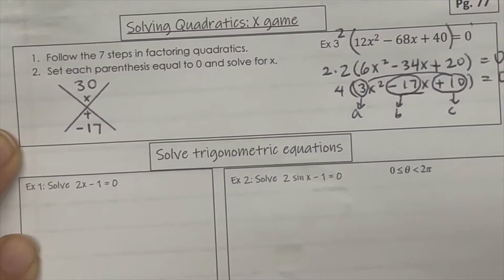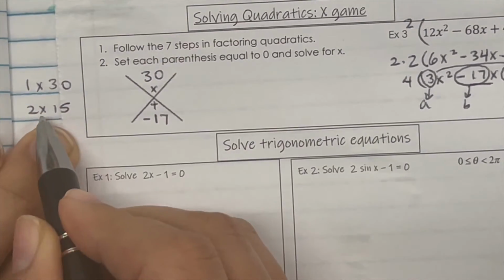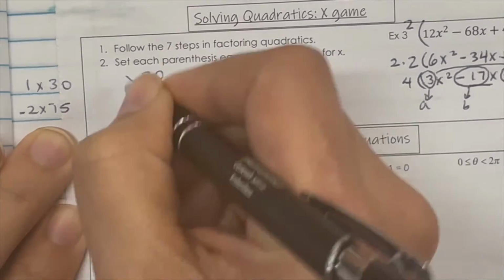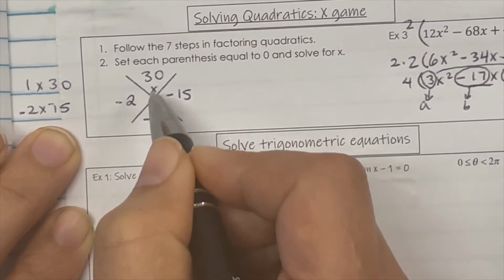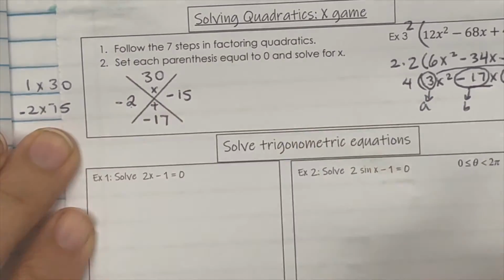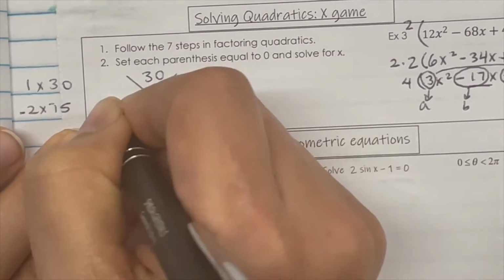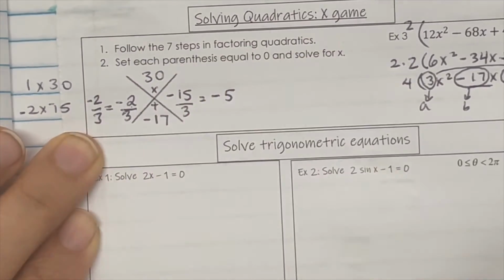So now we are finding the factors of 30. Let's list them out. We have 1 times 30, 2 times 15, and it looks like that might work. Let me play with the signs. If I want negative 17, let me make them both negative. Let me check it. Negative 2 times negative 15 is 30, and negative 2 plus negative 15 is negative 17. So this works. Divide by A. A is 3, so I'm going to get negative 2 over 3 and negative 5.